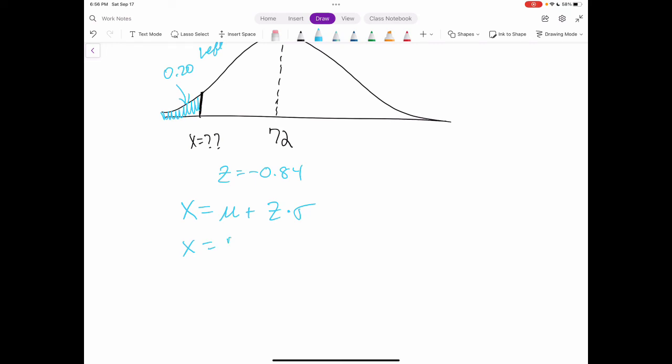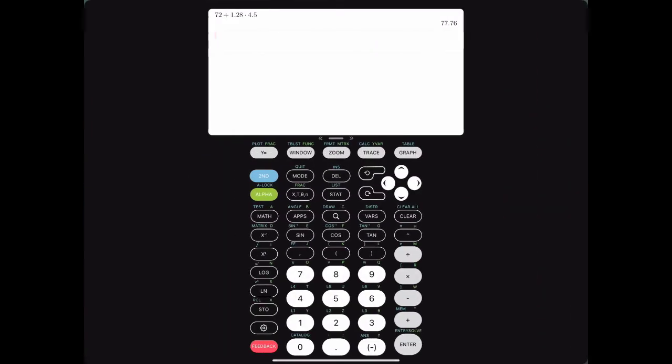So our mean is 72 plus a negative 0.84 times that standard deviation of 4.5. Let's put that in the calculator. 72 plus parentheses a negative 0.84 times 4.5. All right, we do that and we get 68.22.